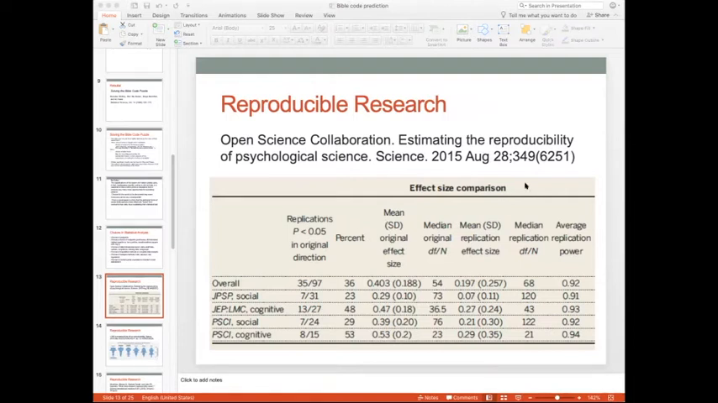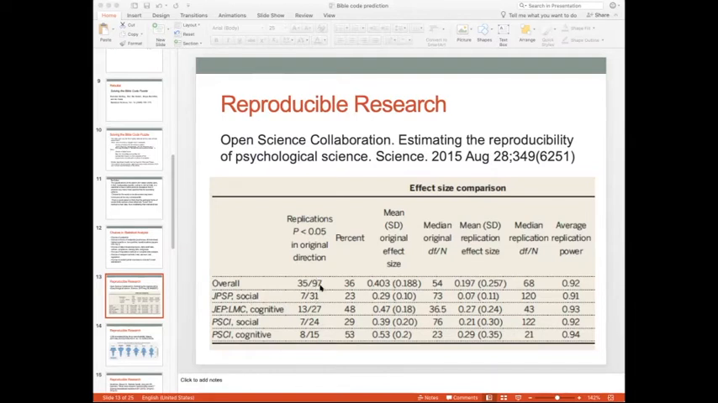It was published in Science in 2012 by the Open Science Collaboration. The purpose is to estimate the reproducibility of psychological science. They pick about 100 papers from three top psychological journals, and these papers are doing some experiments. There were 97 papers.